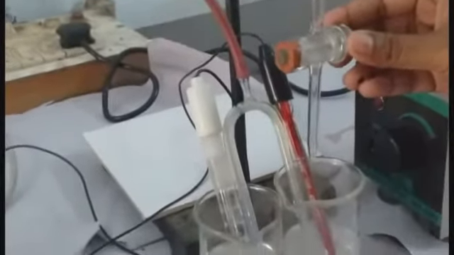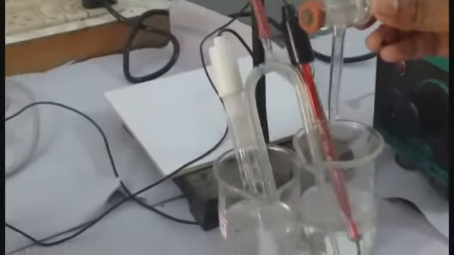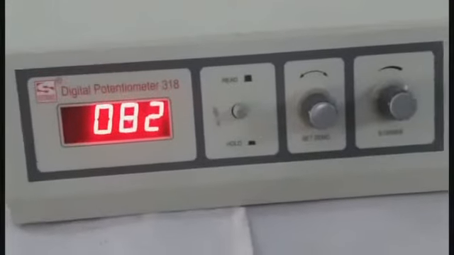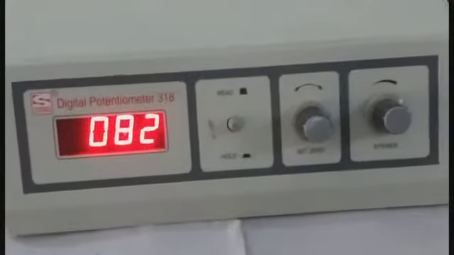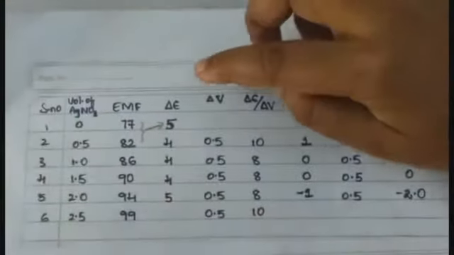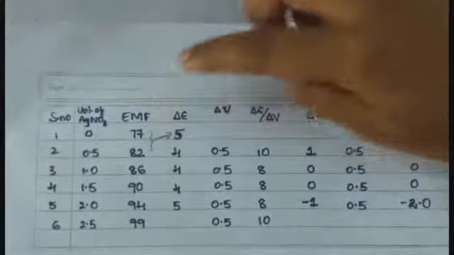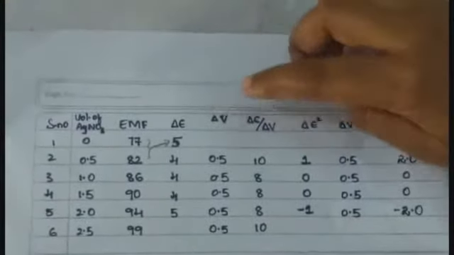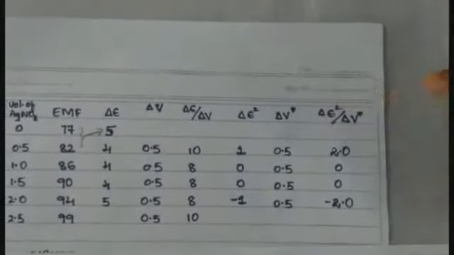Add 0.5 ml of 0.1 molar AgNO3 taken in a burette into the solution containing KCl in the beaker. Note down the corresponding value displayed by the potentiometer. Go on adding AgNO3 solution from the burette and note down the EMF after every addition. These are the EMF values. Delta E is the EMF difference and delta V is the volume difference. This is the first differential and this is the second differential.